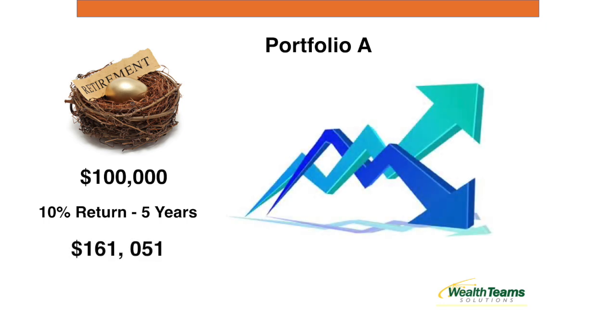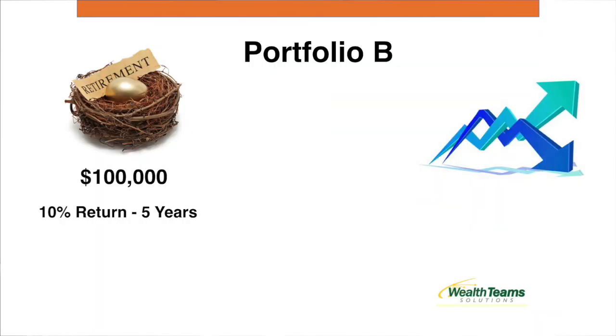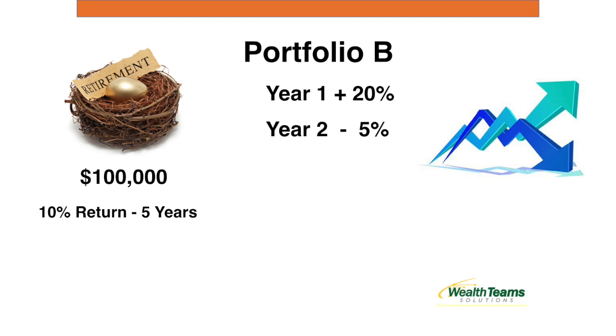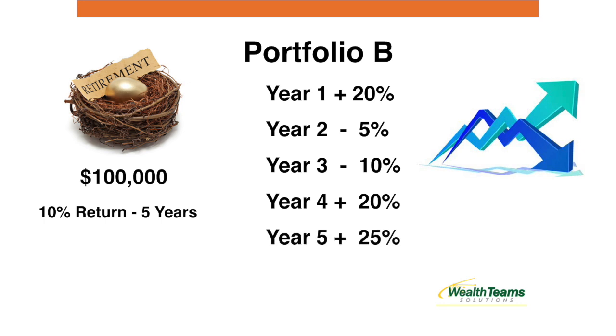$161,051. But we all know markets don't go up in a straight line. Markets go up, markets go down. So let's change our assumptions. Let's look at portfolio B. You averaged 10%, same 10% as portfolio A, but the first year the market went up 20%, and then it went down 5, and in year 3 it went down 10, and then in year 4 it turned around and went up 20, and in year 5 it went up 25%.